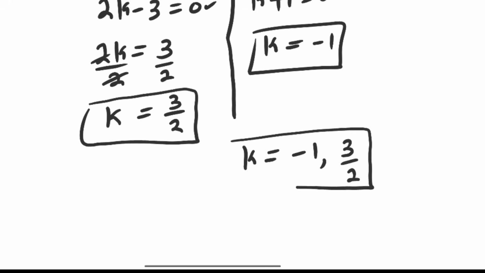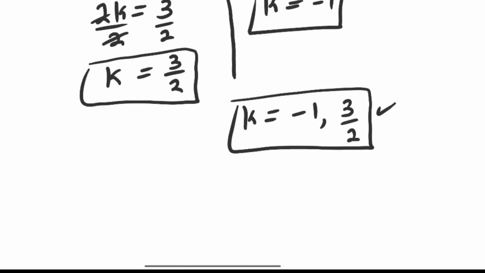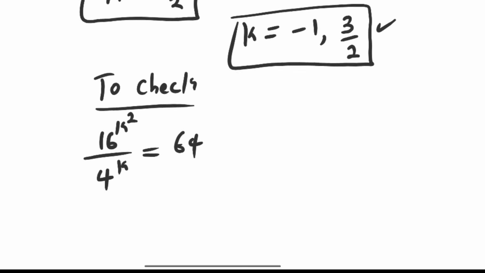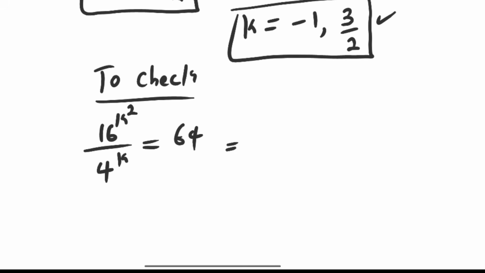We may check to confirm if this answer is right or wrong. Let's check. To check, we have the given equation 16 raised to power k square over 4 raised to power k is equal to 64. And if k is minus 1, this will be equal to 16 raised to power minus 1 square over 4 raised to power minus 1 must be equal to 64.